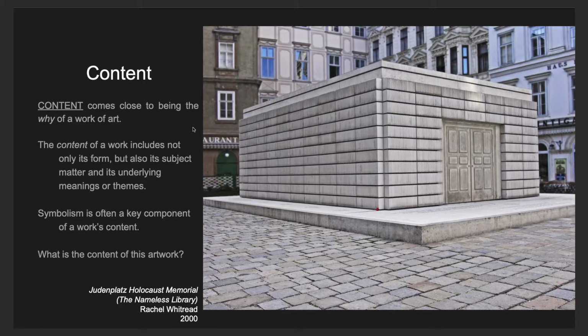Content is where you bring all the subject matter together and you try to logically figure out what the artwork is about. In this piece, if you remember, this is a memorial to a library, particularly books burned by the Nazis. So a memorial to, you know, information lost. And so you look at the texture and the doors and it appears to be a shadow of a library.